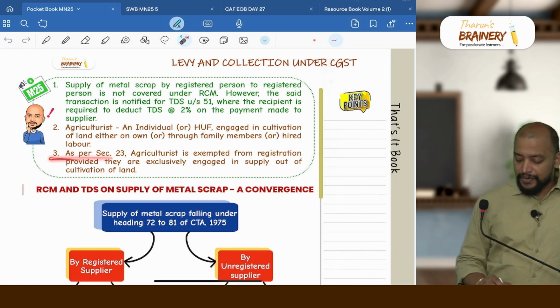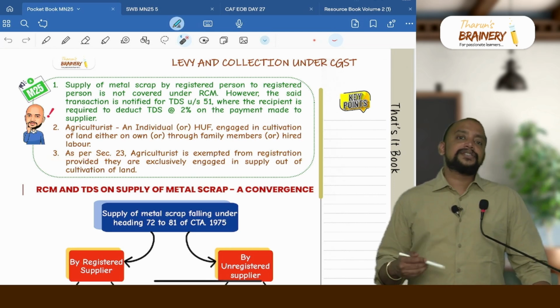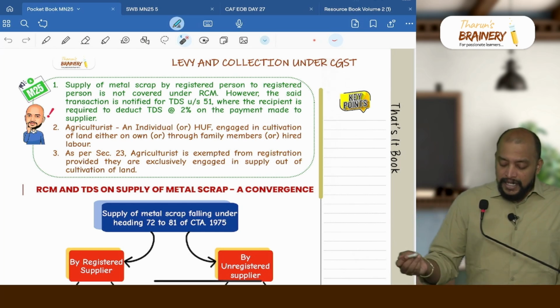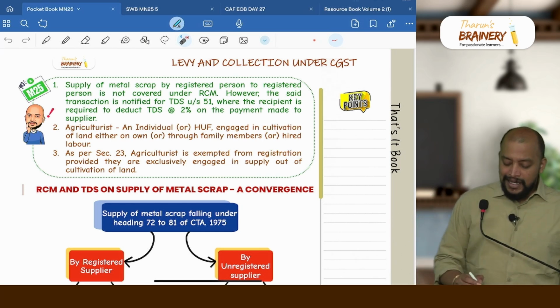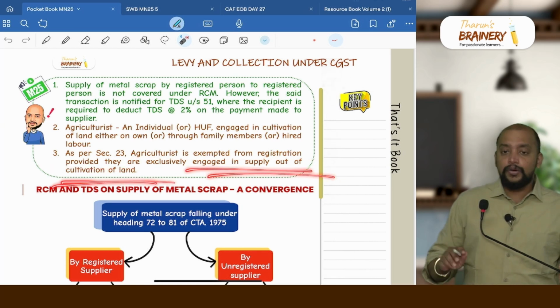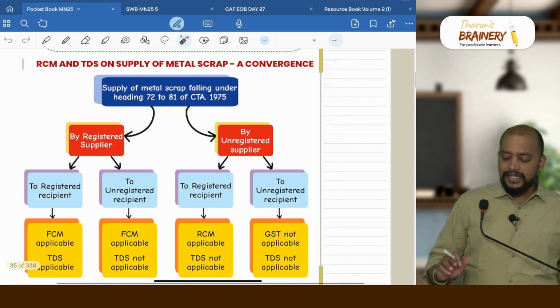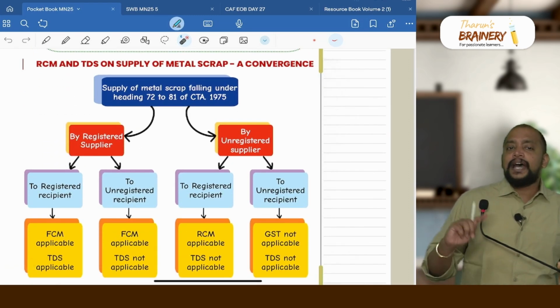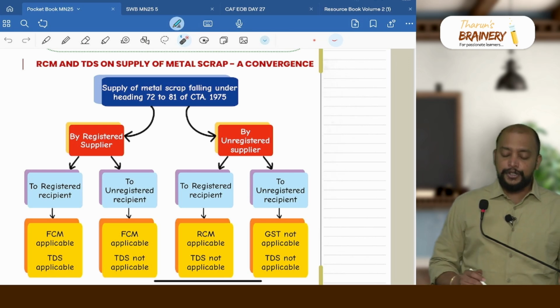Then, as per section 23, an agriculturist who is exclusively engaged in exempted supplies is not required to get registered, and they are exempted from registration. Agriculturist is exempted from registration provided they are exclusively engaged in supply out of cultivation of land. And what is the connection between RCM and the TDS provisions related to metal scrap?